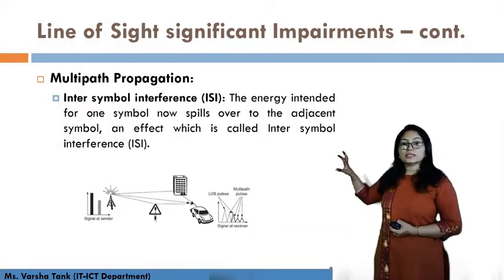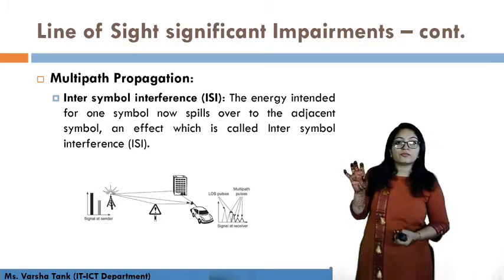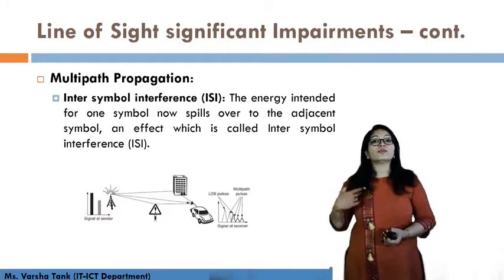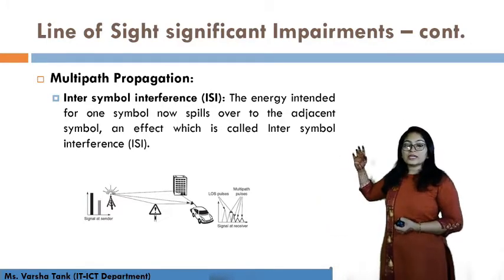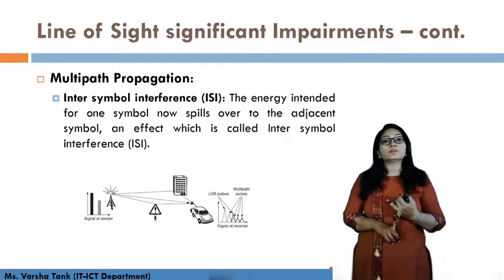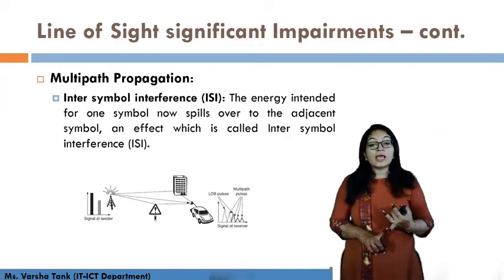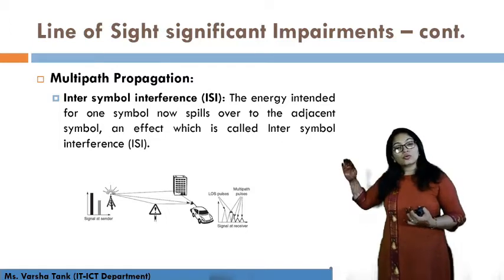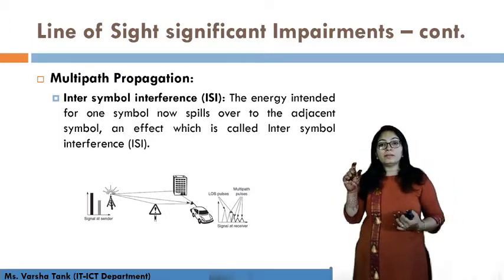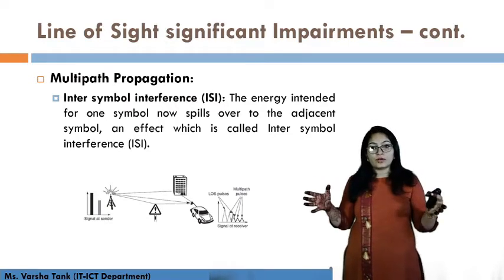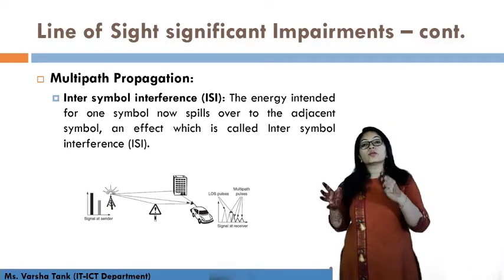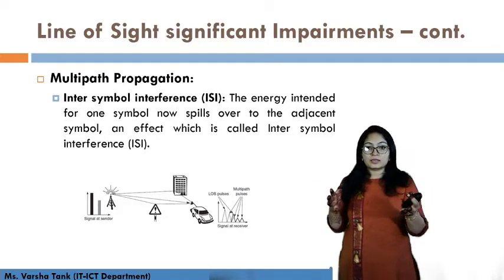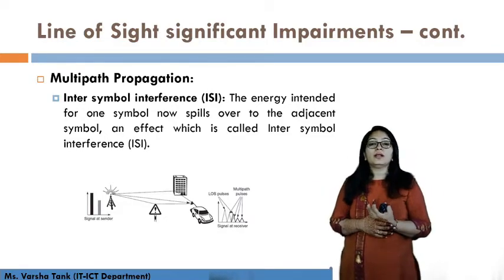Here you can see that one or more impulses define one bit, and that is known as inter-symbol interference. The energy intended for one symbol now spills over to adjacent symbols, an effect called inter-symbol interference. To travel one bit, it defines different impulses. It requires energy to travel this impulse, so that is known as inter-symbol interference.